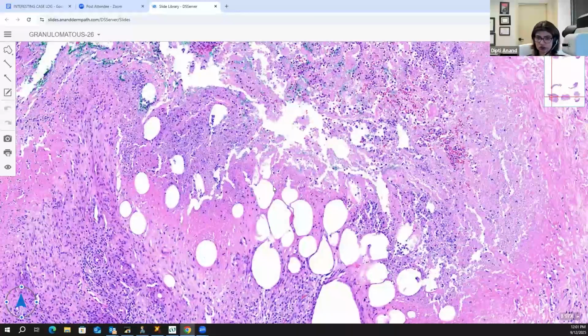You still cannot grow the organism. The next step would be PCR. You do a PCR analysis, again on fresh tissue is what you would prefer. Other questions they can ask you is the most likely organism to cause this. If you're not seeing it, it's mycobacteria or atypical mycobacteria.